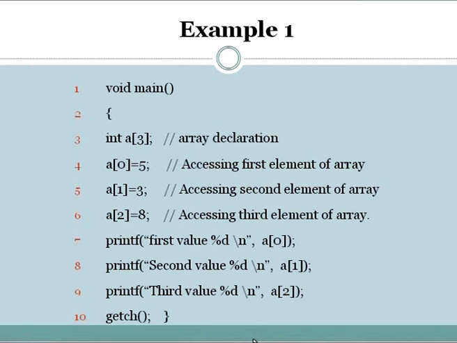Statement at line number 7 will display the value stored at index number 0. Statement at line number 8 will display the value stored at index number 1, and statement at line number 9 will display the value stored at index number 2.